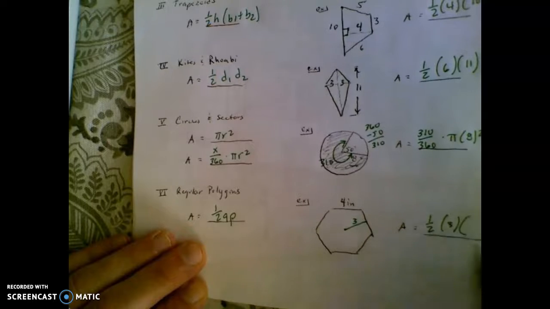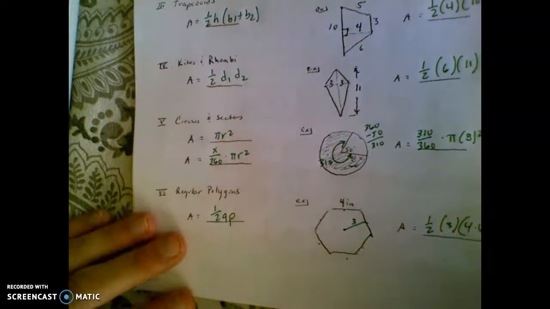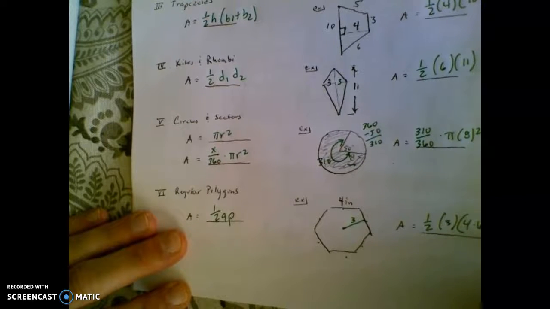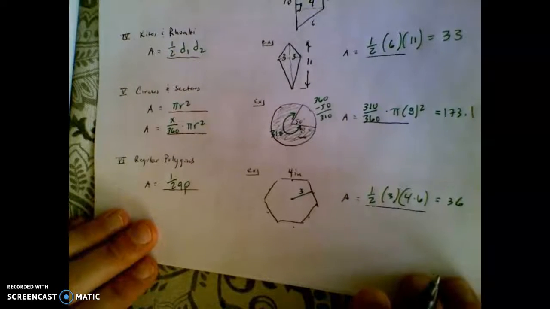Perimeter, I have to do a little work to get. This has 1, 2, 3, 4, 5, 6 sides that are all 4. So this would be 4 times 6. And so that ends up being half of 24 is 12, so it's 36. So that's the area of a regular polygon. That's where we left off.